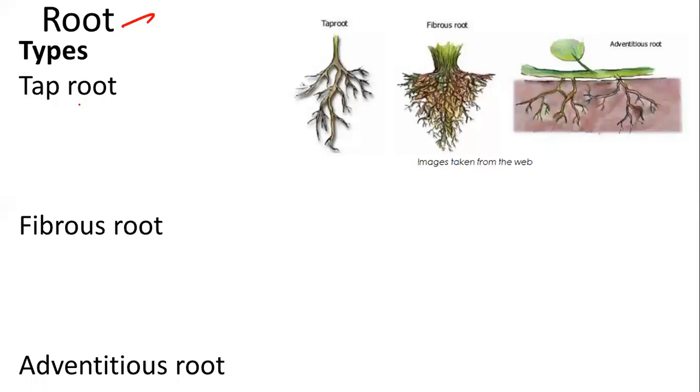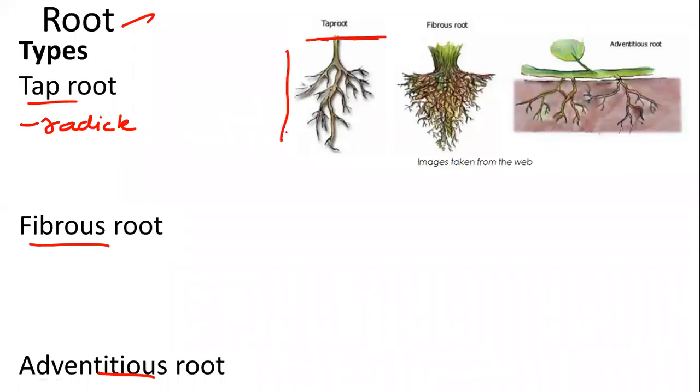Roots are of three types: taproot, fibrous root and adventitious root. Taproot means the direct elongation of the radicle. You may know that the radicle is the part from which the root is produced during seed germination. The taproot is the direct elongation of the radicle, which will grow inside the soil.